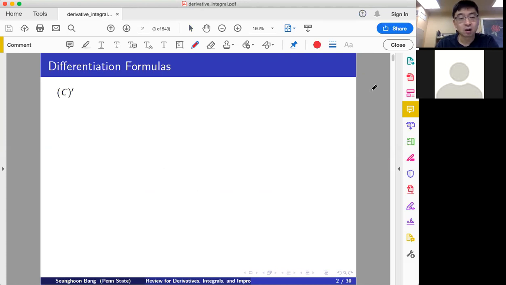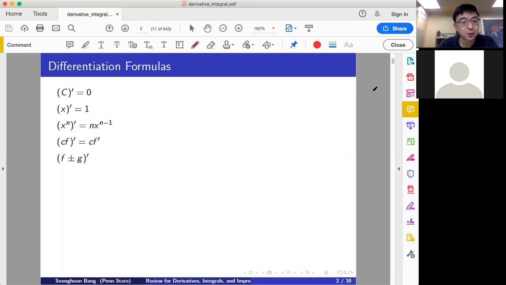The first one, the constant prime is 0. The x prime is 1. The x to the n prime is n times x to the n minus 1. The c times f prime, you can take out c times just f prime. F plus minus g prime, you can distribute the prime: f prime plus minus g prime. F times g prime is the first one prime times the second one plus the first one times the second one prime.